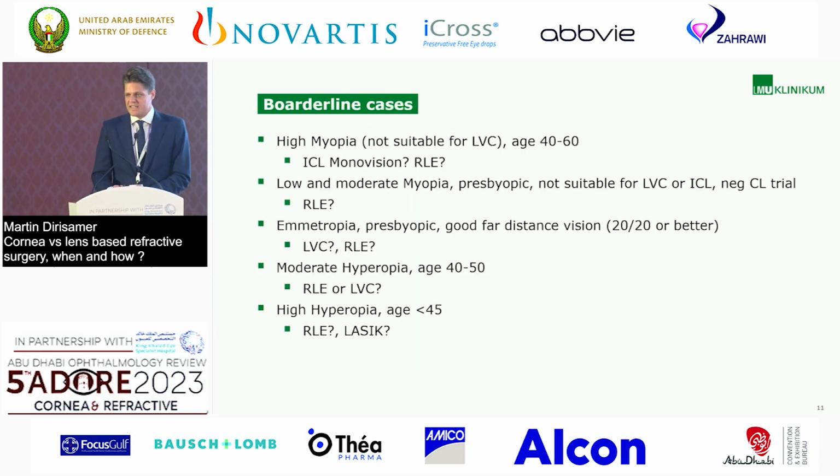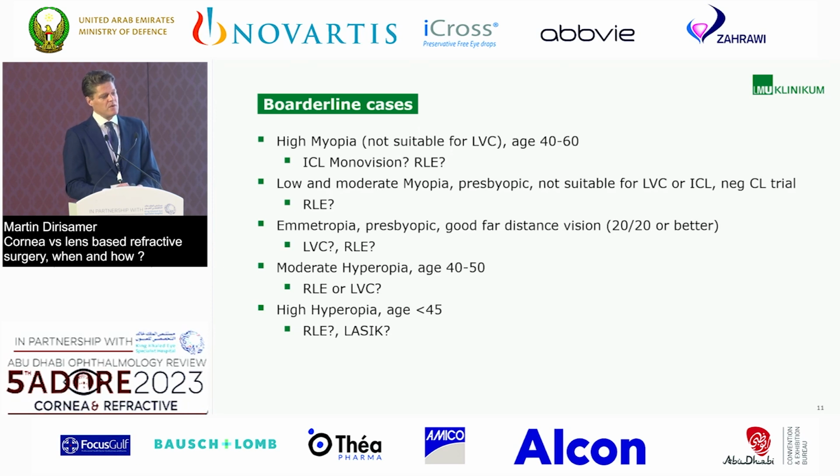What are some borderline cases? Sorry for the typo here. So, as we already discussed, high myopia, which is not suitable for laser vision correction, age between 40 and 60. ICL, monovision, or do you go for refractive lens exchange? We have this situation quite often, and we did both. And we have different or similar experiences in both cases. We have good results with trifocals in these patients, but also with monovision, but also bad results somehow because they're not happy.